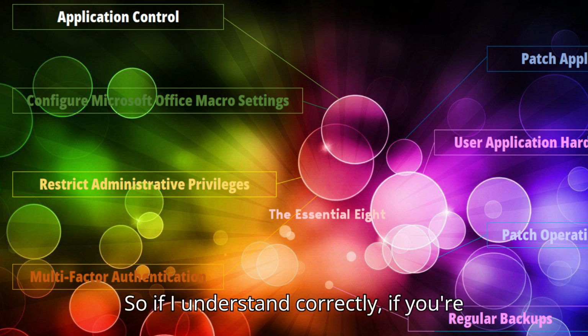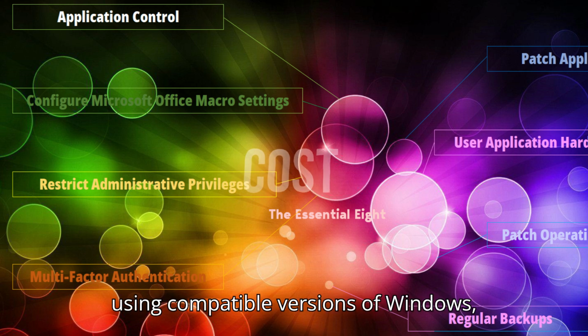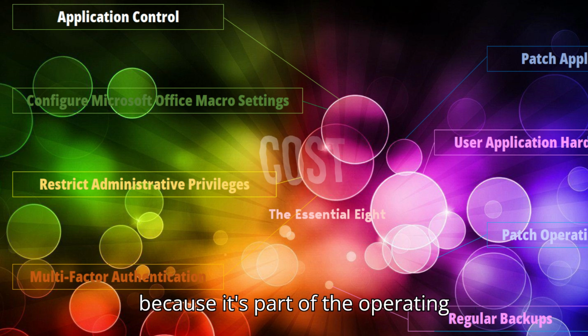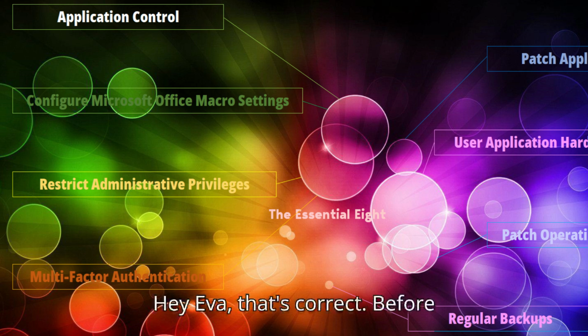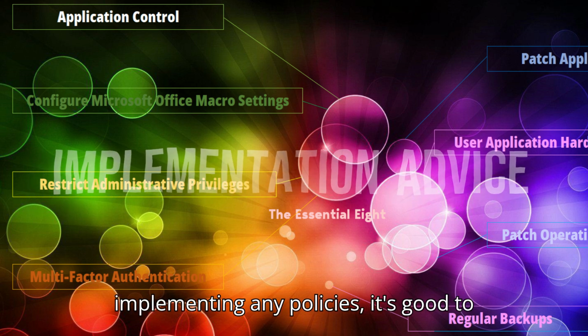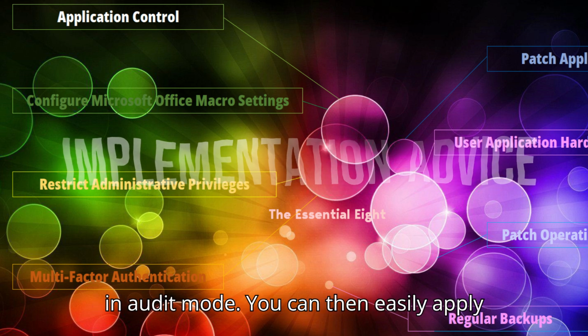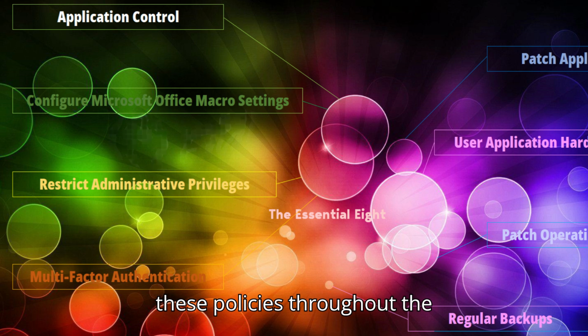So, if I understand correctly, if you're using compatible versions of Windows, there's no additional license expense because it's part of the operating system. Hey Ava, that's correct. Before implementing any policies, it's good to monitor and adjust them using AppLocker in audit mode. You can then easily apply these policies throughout the organization using group policy.